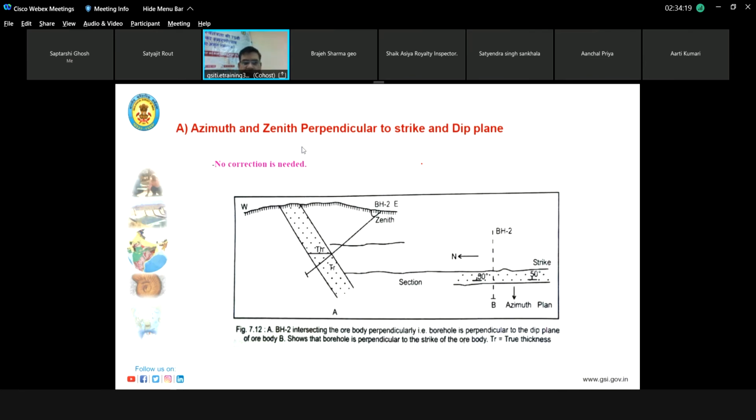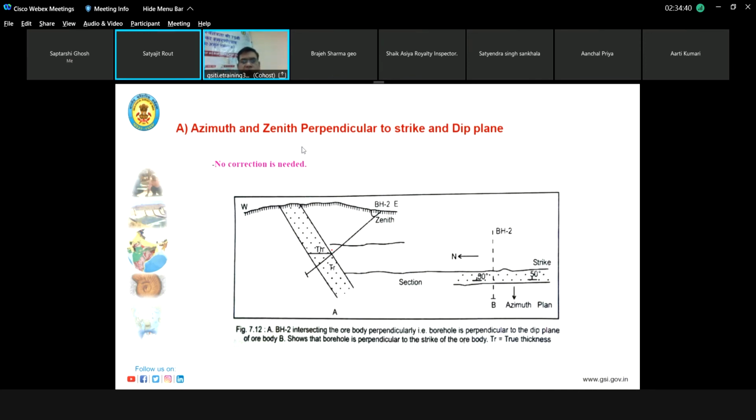Next slide. This is for the azimuth perpendicular to the strike of the dip plane. This is the ideal case I am telling about. If your ore body is dipping 45 and you are giving the borehole 45, then it's okay. If your ore body is dipping 30 and you are giving a borehole at 60, then also you will encounter it at 90 degrees.